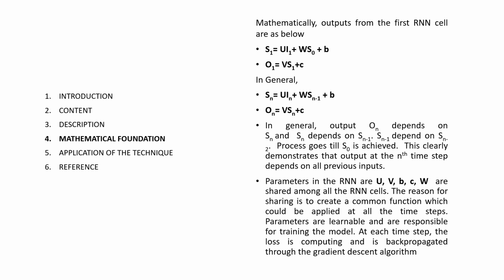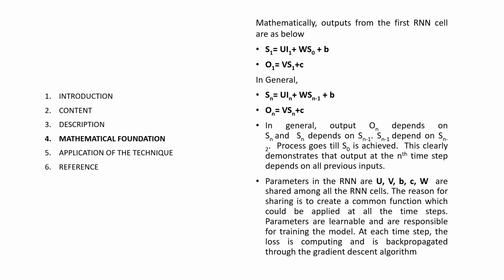In general, Sn is U In plus W Sn minus 1 plus B, and On is V Sn plus C. In general, output On depends on Sn, and Sn depends on Sn minus 1. Sn minus 1 further depends on Sn minus 2. The process goes till S0 is achieved. This clearly demonstrates that the output at the nth time step depends on previous inputs.